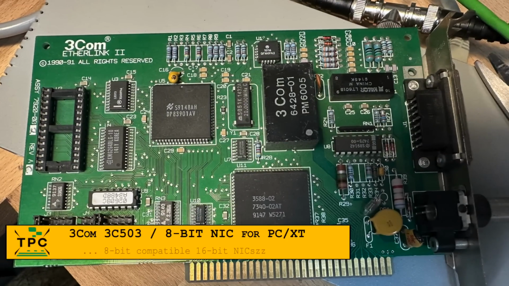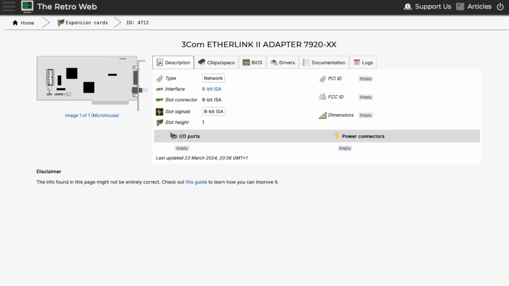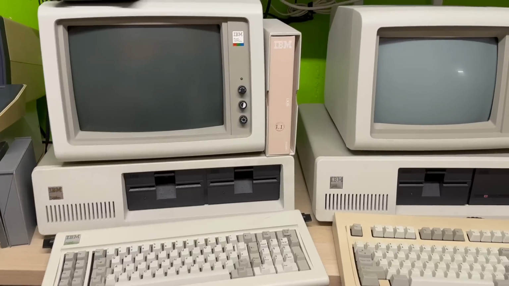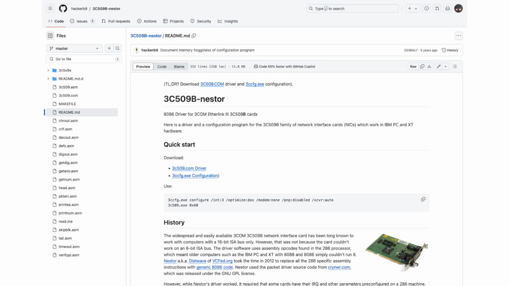Apparently, I had a similar issue with this 3COM Etherlink 2 to identify which exact model it was. But luckily, I found it very quickly on the retro web and eventually the fact that this one is the 3C503 network card. As it has an 8-bit ISA connector, it's ideal for putting into the IBM PC or PCXT. But apparently, according to this source, other 3COM cards are also good for running in an 8-bit slot, and we'll be looking at this one in an upcoming episode.